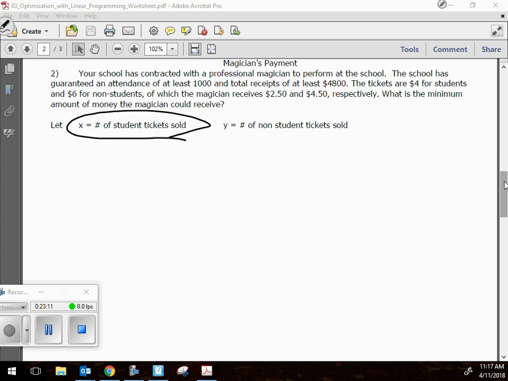X is student tickets, Y is non-student. Why did they just call it adult? But I guess maybe they have a rate for little kids that's the same as adults, whatever. Okay. Now, since you know what X and Y are, your equations are going to be stuff like this.